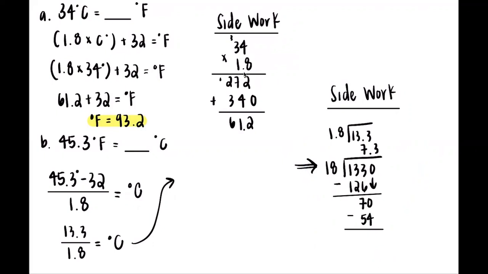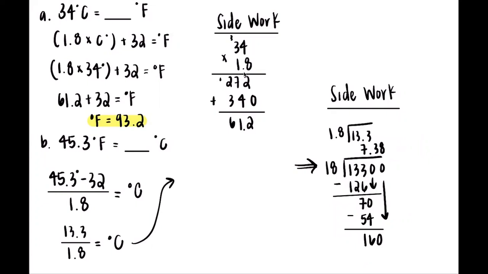And then since we want to round to the tenth, we're just going to go ahead and keep going. So 70 minus 54 gives a difference of 16. But again, 18 cannot go into 16, so we're going to drop a 0. And 18 goes into 160 8 times. And then we can stop there.